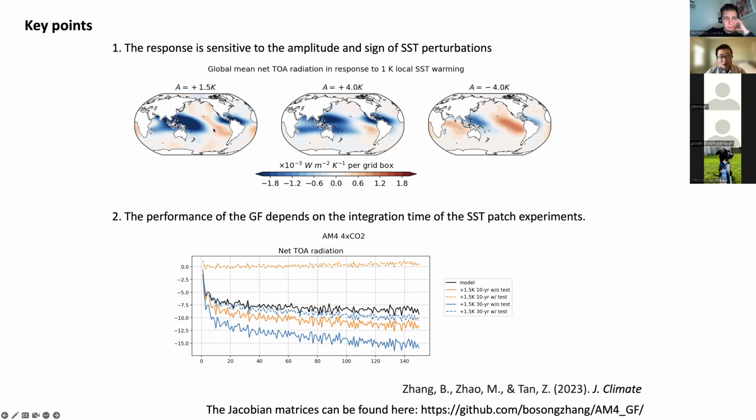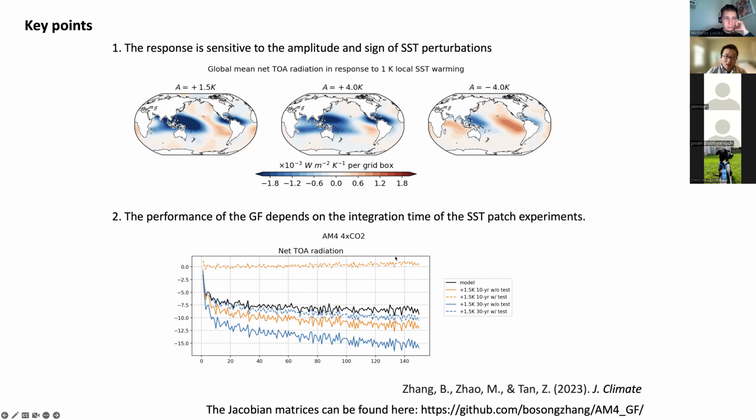warming. However, one thing we find is that the response is sensitive to the amplitude and the sign of SST perturbations used in the idealized SST experiments. As you can see, with different amplitudes like 1.5 Kelvin, plus 4.0 Kelvin, and negative 4.0 Kelvin, the global mean responses of net radiation vary to some extent. This does suggest that the Green's function is sensitive to the amplitude of SST perturbations.